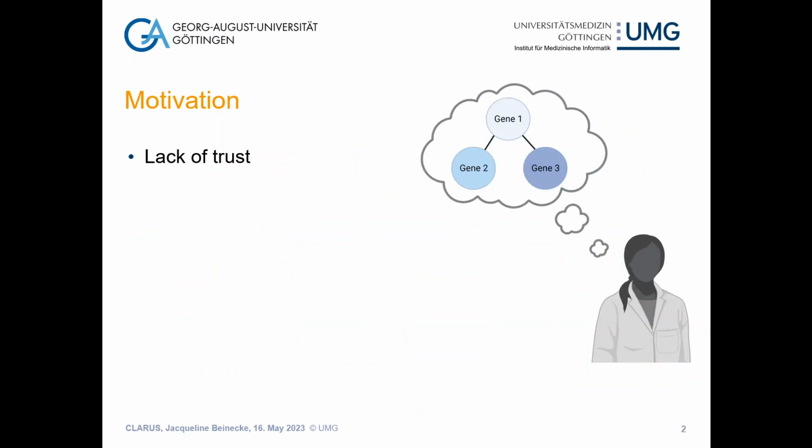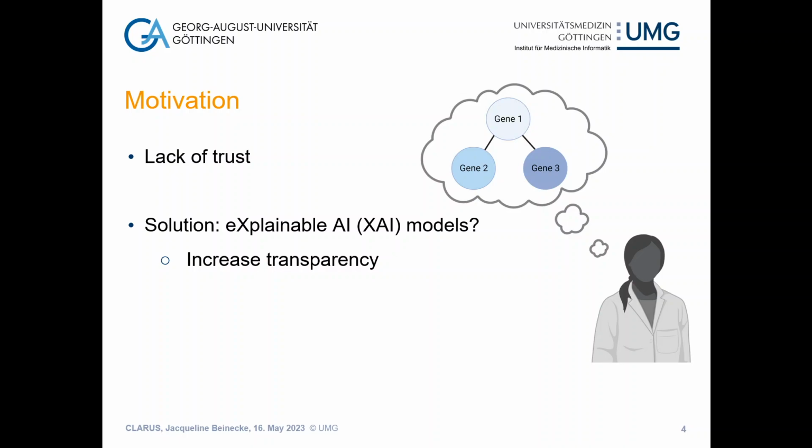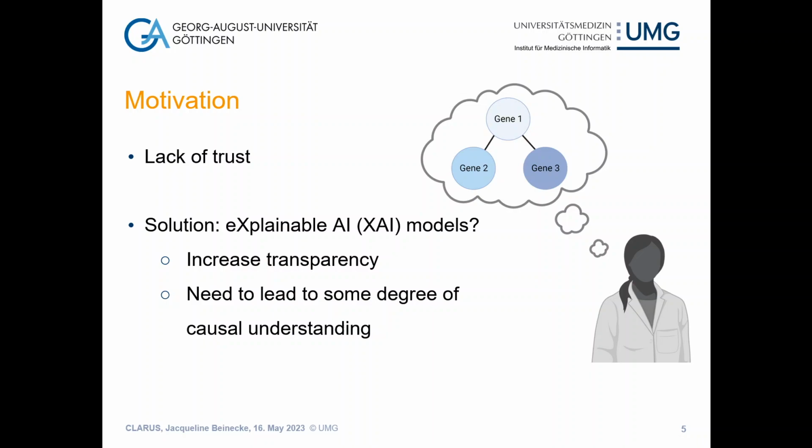A lack of trust is still one of the main blockages in implementing AI as clinical decision support systems. In recent years, explainable AI models have been implemented as a solution to this problem by giving attributions to input features and telling you which input features are the most important in an AI model's decision making. This is already great because it increases the transparency of the AI models, which especially for deep neural networks is very important. But these explanations also need to lead to some degree of causal understanding because, basically, if you don't understand the explanation, then it doesn't really explain anything.